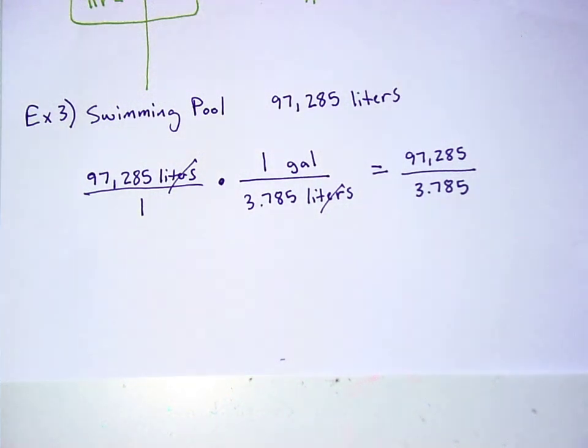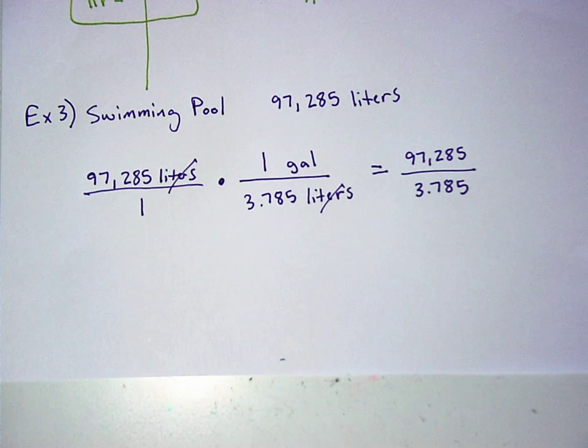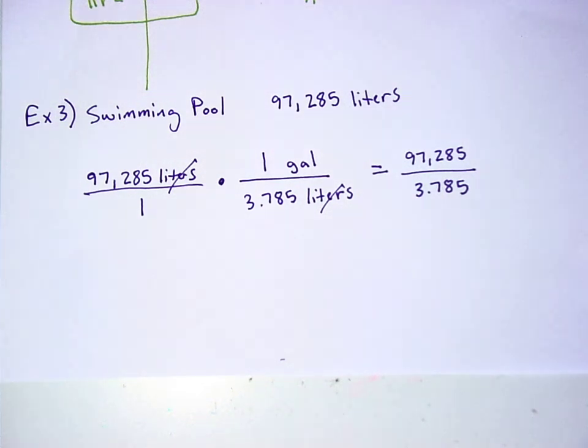All right, right now in your calculator, you should be taking 97,285 divided by 3.785.